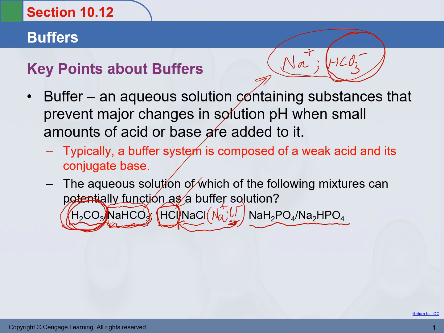Well, the third one, let's look at the third one together. Two compounds, each one of them is a salt: sodium dihydrogen phosphate and sodium hydrogen phosphate. Looks like both of them are salts. Well, let's dig into it. Sodium dihydrogen phosphate, if you dissolve it in water, you have a mixture of sodium ions and dihydrogen phosphate.